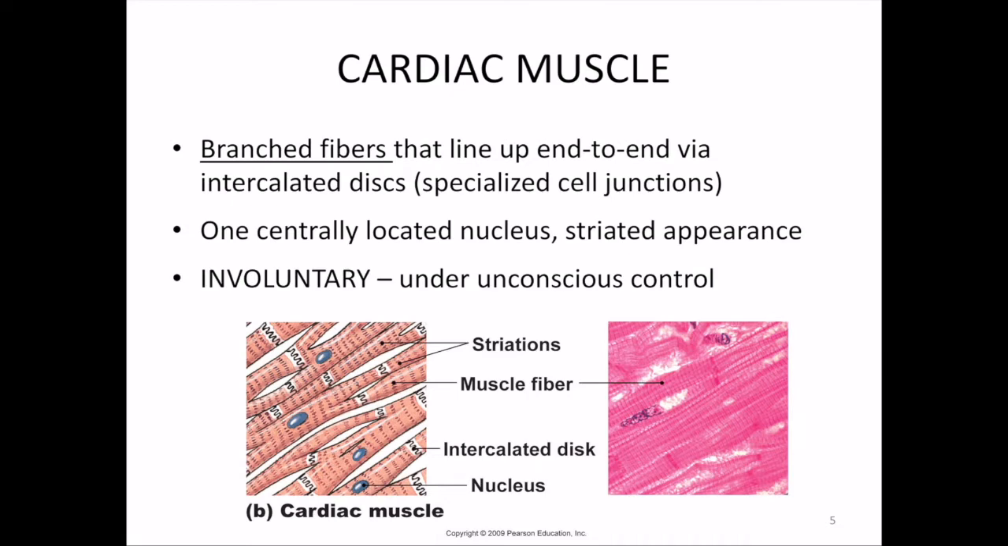Another difference in the cardiac myocyte is that this is a mononucleated cell. So there's one nucleus per cardiac myocyte, and we also consider cardiac myocytes to be involuntary, so they're under unconscious control. So we can't consciously demand that our cardiac muscle contract and relax as required, compared to a skeletal myocyte.